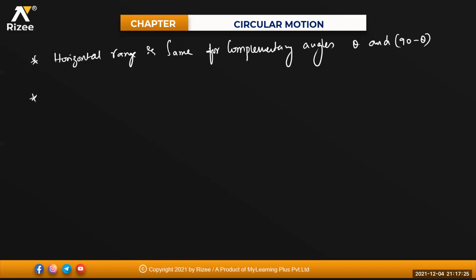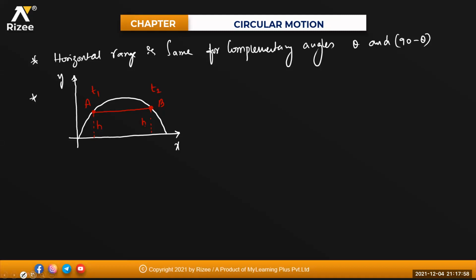Next one, again important, beta. Say this is your situation, y-axis and x-axis. A body is thrown. This is your projectile. When the body is going up, there is a point A somewhere here. In the same way, there will be some point B at the same height from the ground. That is your H, and this one is also at H. This is at some time, say T1, and this is at a time, say T2. You have projected this body with an initial velocity u, making an angle θ.